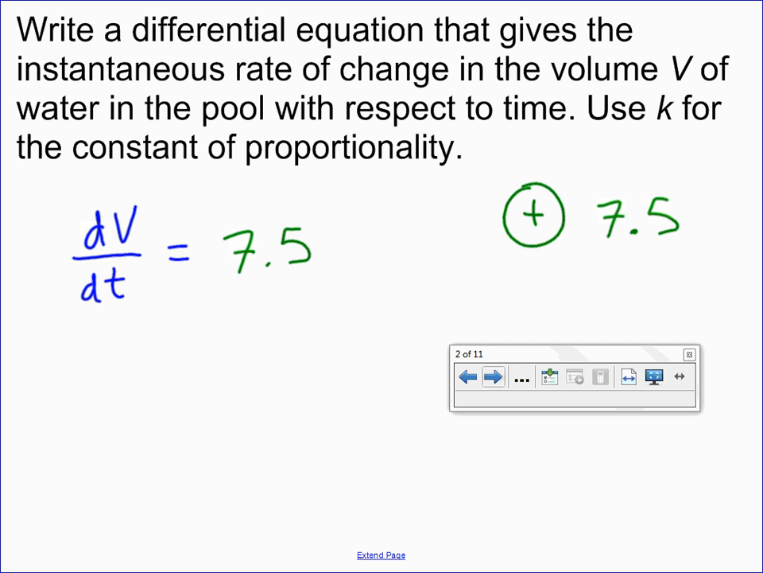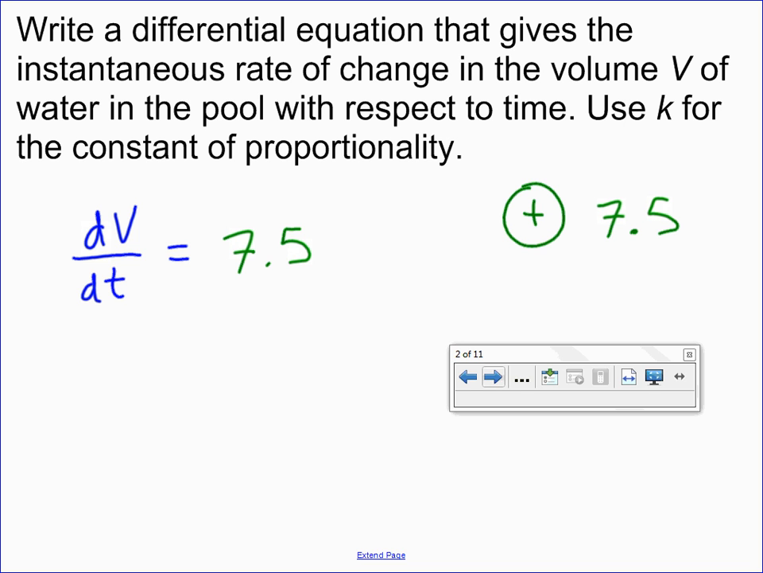If I had a T there, the rate of change, the positive contribution, would not be constant. It would change. It would be getting quicker and quicker. After 1 minute, it would be filling at 7.5 gallons per minute, but after 2 minutes, it now would be filling faster, right? At 15 gallons per minute. And so if it's constant, that means there's no variable in the expression, it's just the constant. Does that make sense?